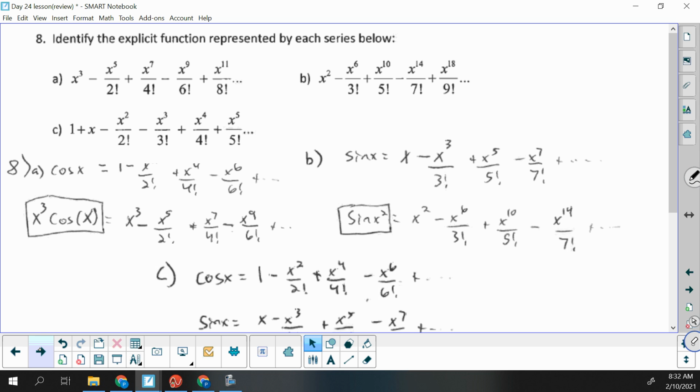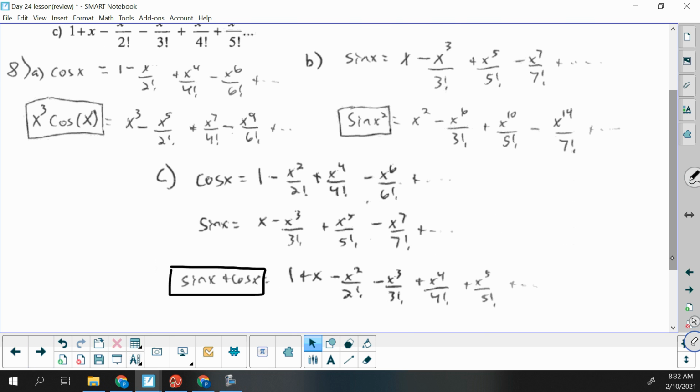The signs in C should pique your interest because it's not alternating signs. Notice you have plus plus, then minus minus, then plus plus. It's got all the factorials, all the exponents. So what this is, it's just a combination of sine and cos. Sine and cos were just added together to get that combination.